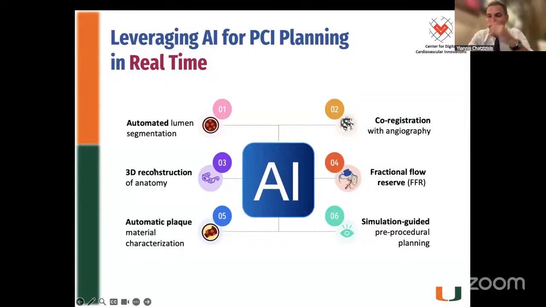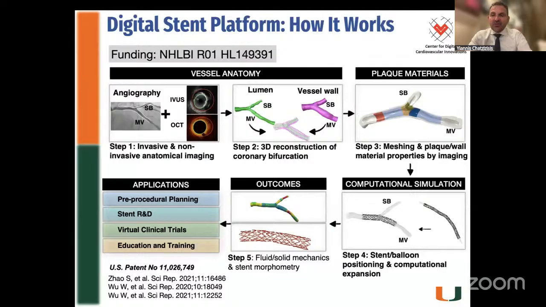3D reconstruction. Our brain is advanced, and as already mentioned earlier, we are used to operating in 3D, and it's a violation of our natural skills and abilities when we're asked to take the 3D into 2D luminograms. FFR, very important to know the significance of the lesion we deal with. Automatic plaque material segmentation and characterization based on imaging. And of course, simulation to show us how the PCI will look before it happens. Let me walk you through these concepts.